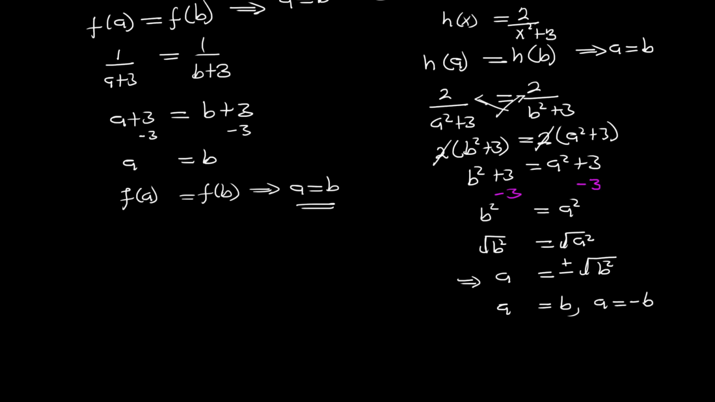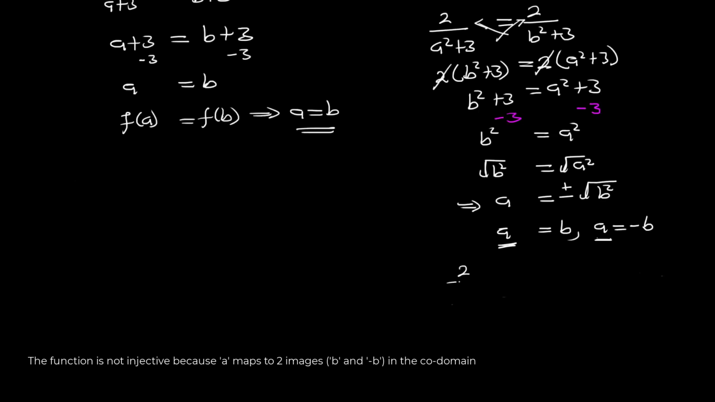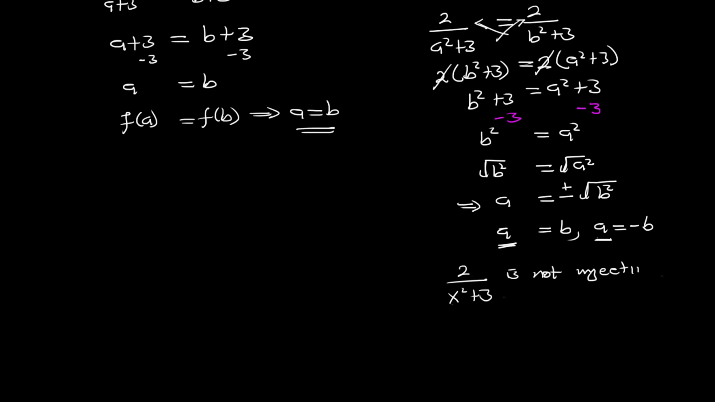It means that one value in the domain has 2 images in the codomain. This means that the function 2 over x squared plus 3 is not injective, or we say it is not one-to-one.